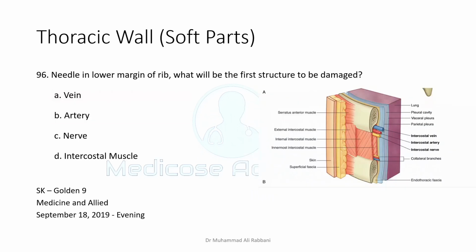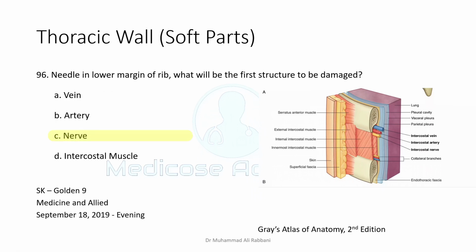A needle at the lower margin of the rib: which is the first structure to be damaged? For this purpose, you must know the structures present in the subcostal groove and their arrangement. The most superior one is the vein, the most inferior one is the nerve. And when a needle is passed through the inferior margin of the rib, the most vulnerable structure is the intercostal nerve. The nerve is most likely to be damaged.